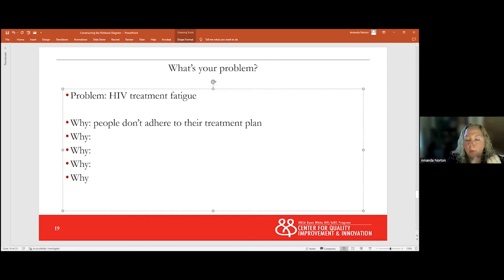Okay, so your first problem was HIV treatment fatigue. And why is that an issue? Because people don't adhere to their treatment plan. And why is that a problem? That is a problem because it causes persons to not be retained in care, or it causes persons to not have undetectable viral loads.